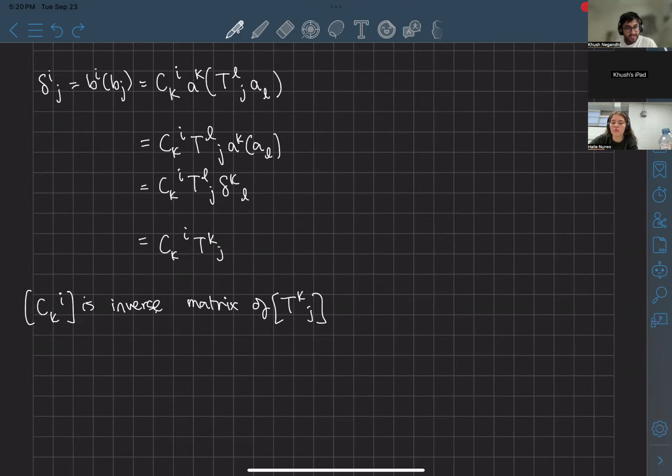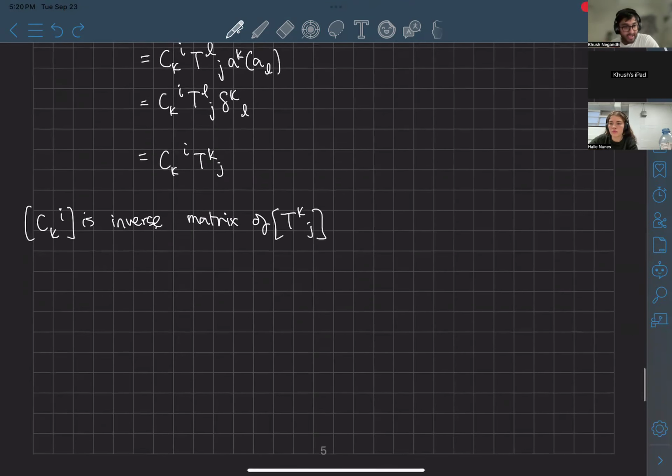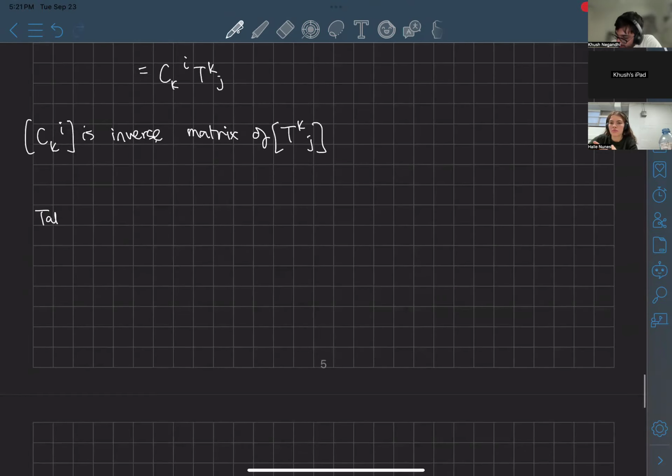So we will see the transformation law for a general KL tensor now. But are there any questions? No? Okay. So now take a general tensor. Let me turn on the light in my room. One second.